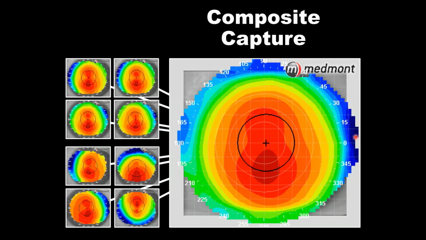So should you do this for every patient? And the story is no, you don't want to do this capture on everyone. You don't want to do it on a screening topography. If you're just trying to understand the general eye shape, is this a normal cornea? Is it an astigmatic eye? Is it a diseased eye? You don't have to do a composite capture.